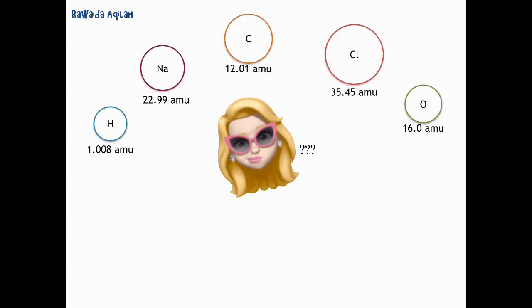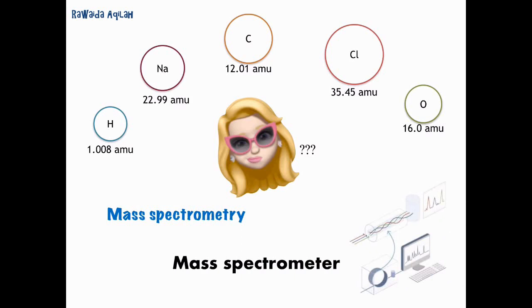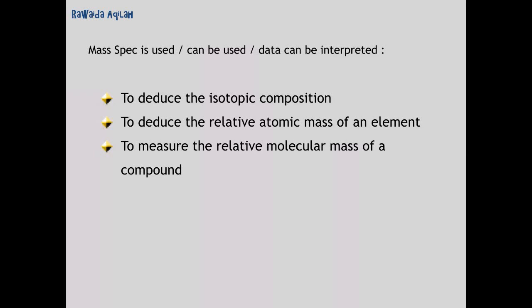They actually got it along with the information through a method called mass spectrometry, and the instrument is called a mass spectrometer. In short, we will just call it mass spec. Mass spec is a very sensitive and powerful method that can provide data such as, but not limited to, how many isotopes the element has, the mass and abundancy of each isotope to obtain the relative mass of the element, and also the mass of molecules.